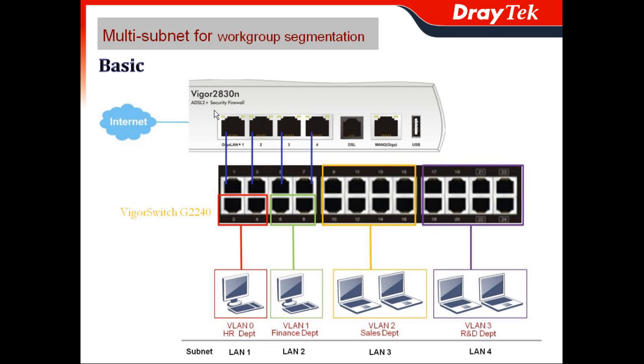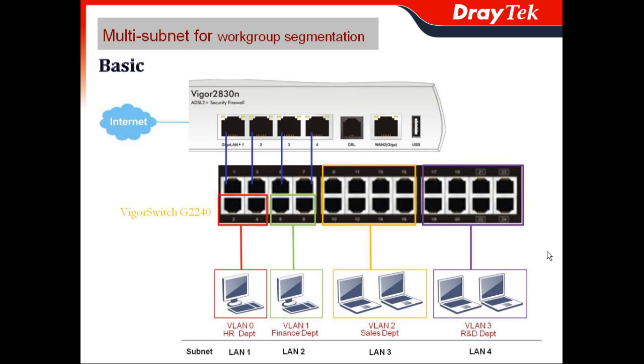The Vigor 2830 series provides up to 4 subnets: LAN 1, LAN 2, LAN 3, LAN 4, for you to isolate these work groups. And when you bundle with our Vigor switch G2240, you can define the uplink and the downlink. So this port is for uplink, the data goes to LAN 1, and the downlink ports defined on the G2240 only go to the HR department. So right now the work groups are already isolated by the multi-subnet.